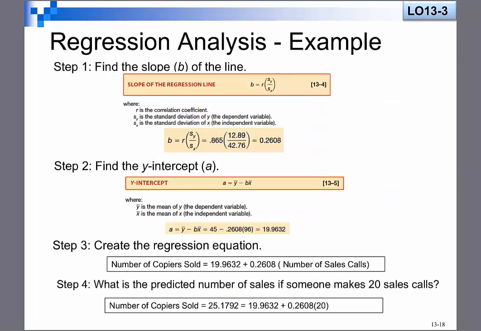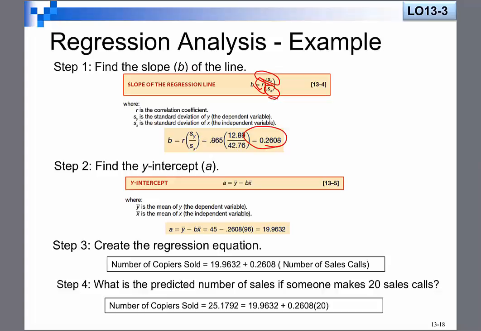Number one, find the slope B of the line. Okay, this is the formal equation for finding the slope. If you already found your SY, and you've already found your SX, and you've already found your R, which you would have if you had done it by hand, here's what your beta would be, or your B. And B is still interpreted the same way.